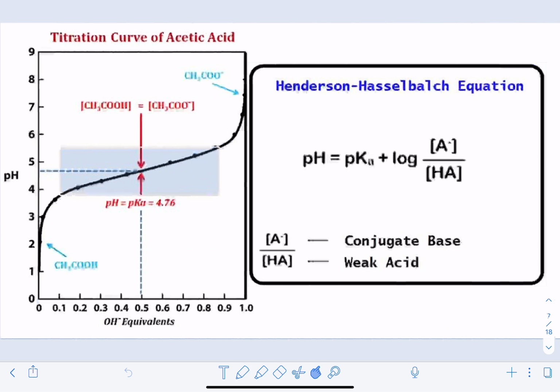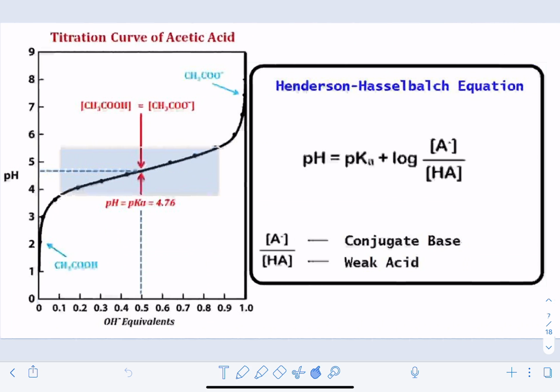So buffers are typically most effective in the region that is within 1 pH unit above or below the pKa. So in this case, since the pKa is 4.76, you would expect the most effective buffer region to be between 3.76 and 5.76. Now, whenever you're asked to calculate the pH of a buffer system, always try using the Henderson-Hasselbalch equation, which is the equation on the right.